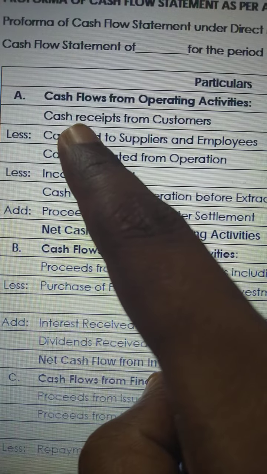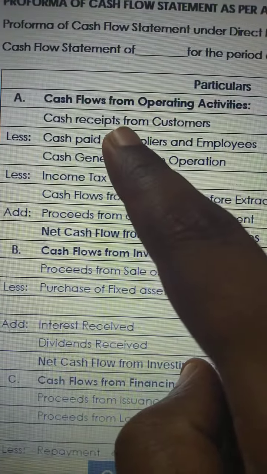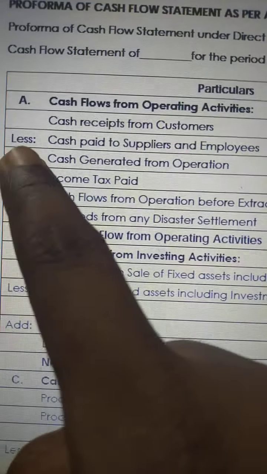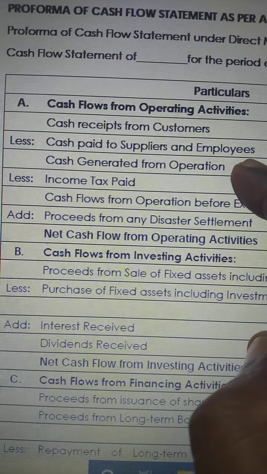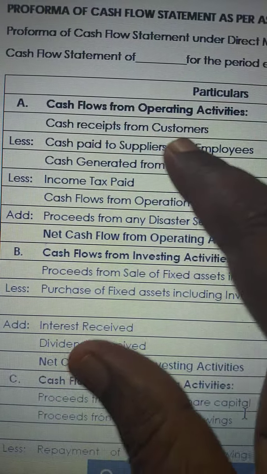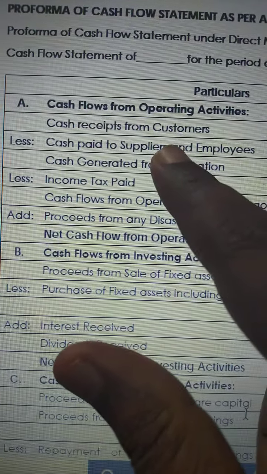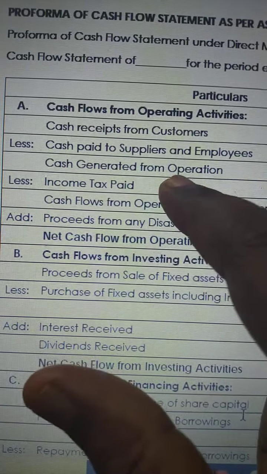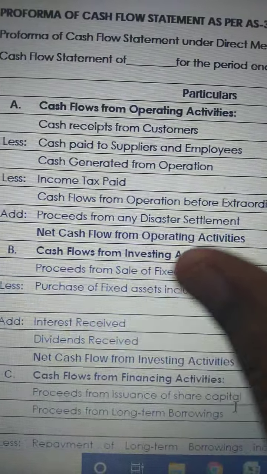So what is the first item? The first item is cash received from customer. Whatever you collect and receive from customers should be presented here as inflow, minus cash paid to suppliers and employees. Operation is simplified into categories. One is whatever you receive from customers, that is inflow. Whatever you pay to your employees, suppliers and vendors, that is outflow. This minus this equals net. For example, 10,000 I received, 5,000 I paid, means balance 5,000 will be there.